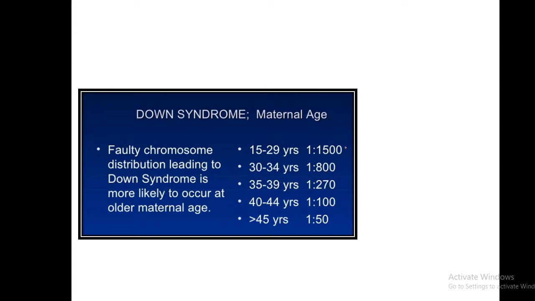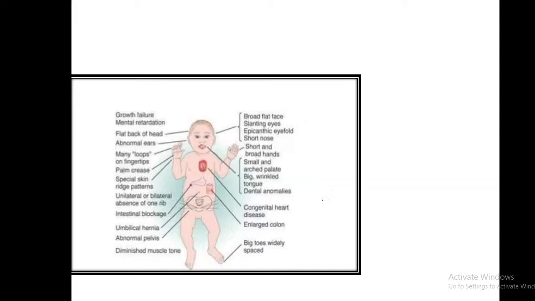As age advances, you can see it is reduced to 1:800, 1:270. Then as the age increases, that is if a mother is 40 plus, not all, don't think like that, not always. One of the factors causing Down syndrome is increased maternal age. If the mother is above 40 years, the chance is 1:100, above 45, 1 out of 50 children born will have Down syndrome. And the risk is very high as the age advances.